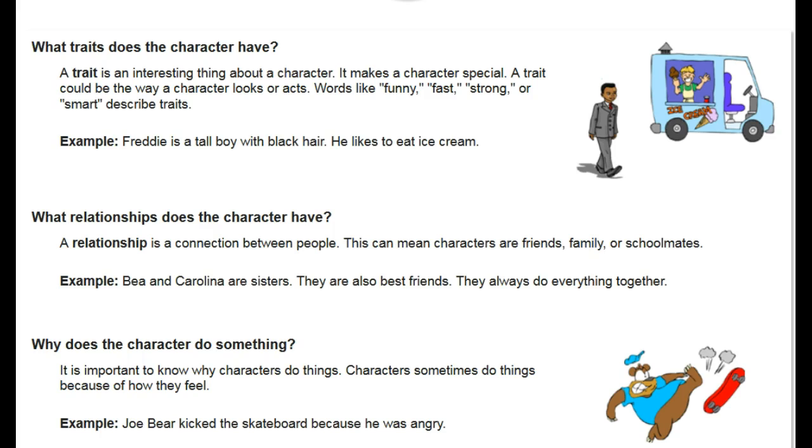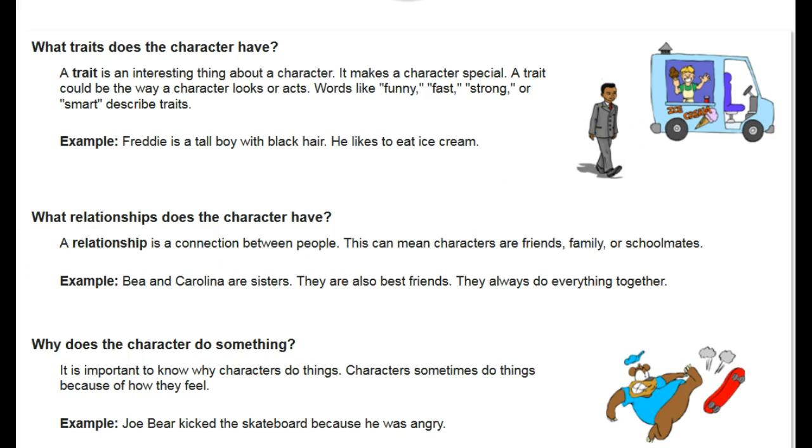What trait does the character have? A trait is an interesting thing about a character. It makes a character special. A trait could be the way a character looks or acts. Words like funny, fast, strong, or smart describe traits. For example, Freddie is a tall boy with black hair. He likes to eat ice cream.